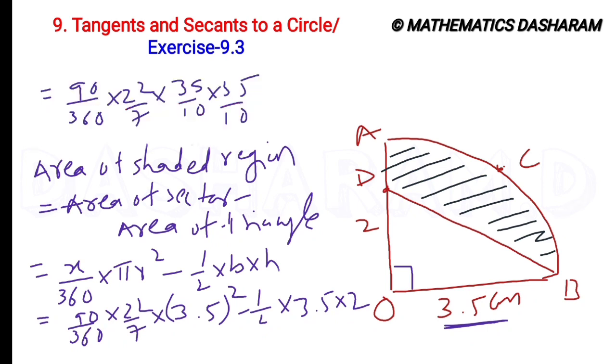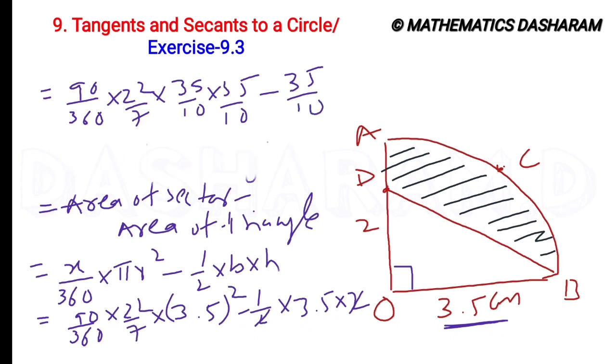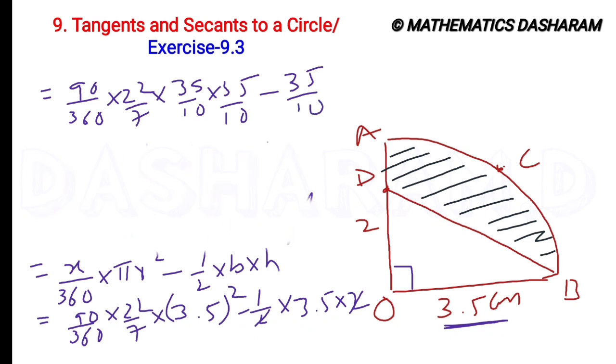So here 3.5 I am writing in the fraction form, that is 35/10. So 3.5 whole square is 35/10 into 35/10. Next here 2 cancel, 3.5 again 3.5, so 35/10. So let us simplify this answer now.